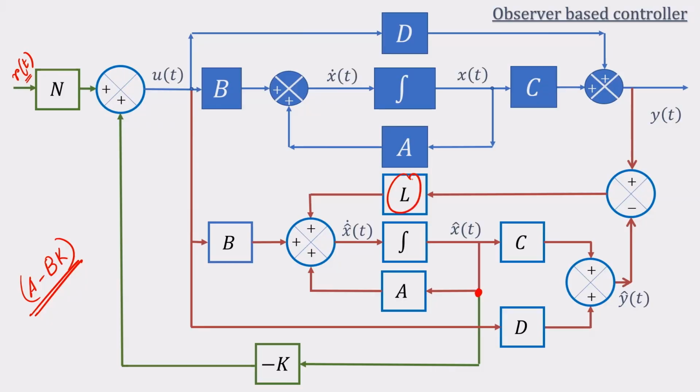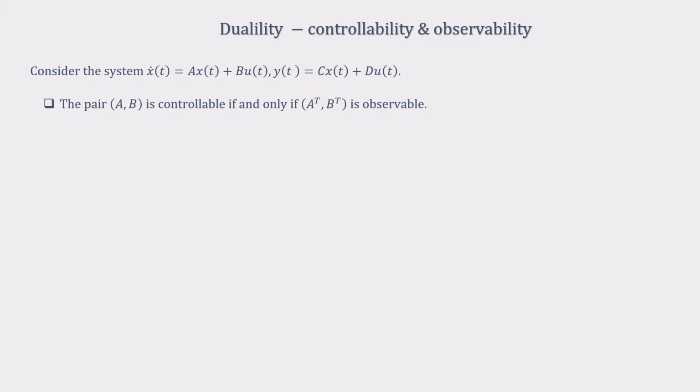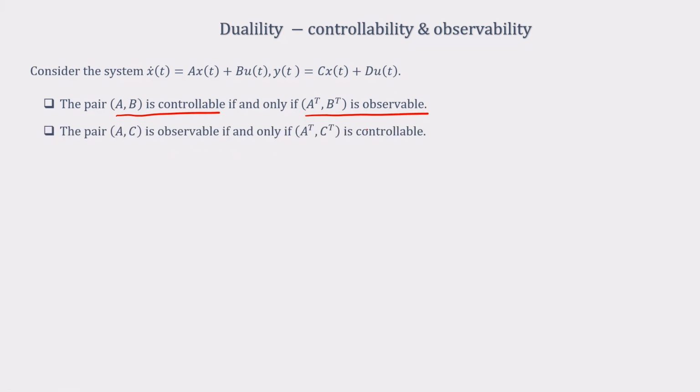But now we will have to discuss how we find out this value of L, and it turns out the methods are quite similar to what we did for the controller design case, and that is because of this idea called duality. Now, what is duality? Duality says this: suppose you have x dot equal to Ax plus Bu and y equal to Cx plus Du, then AB is controllable if and only if A transpose B transpose is observable, and AC is observable if and only if A transpose C transpose is controllable.